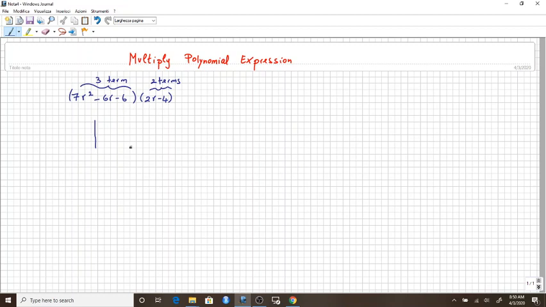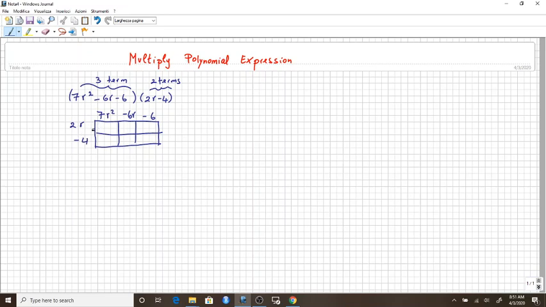Eventually we can simplify, we can combine some of them, and the polynomial expression we're going to obtain is going to be of degree 3 because this first trinomial is degree 2, the second binomial is degree 1, so when we multiply, we need to add the exponents. Degree 2 plus degree 1 is going to make a degree 3. So let's make a 3 by 2 box. So 3 terms at the top, 2 on the side. So we get 7r squared minus 6r minus 6, and here we write 2r minus 4.